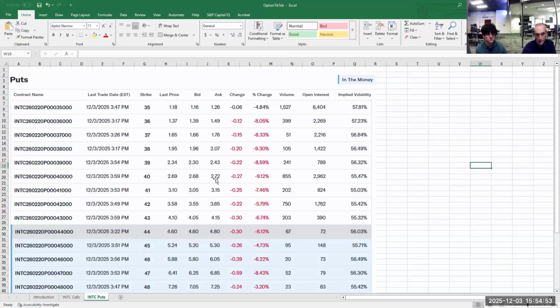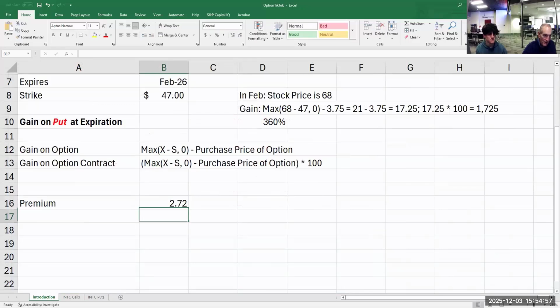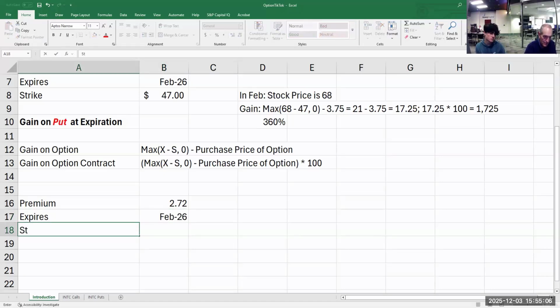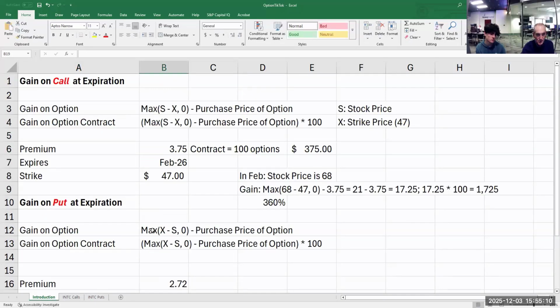Here the premium, remember you're buying the options, so 2.72. It expires again February 2026, and the strike, make it 40. Here are your formulas. What do you notice about the difference in the put formula versus the call formula? It looks almost identical, right? What's the difference? Max of S minus X. Oh, you're switching the S and X around. Right. On a put, you do X minus S.